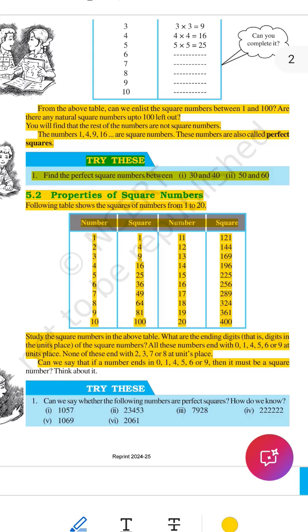8. If a number ends with 0, 1, 4, 5, 6, 9, is it always a square number? No. A number ending in 0, 1, 4, 5, 6 or 9 can be a square number, but not always. Examples: 14 ends with 4, but 14 is not a square. 19 ends with 9, but 19 is not a square. 31 ends with 1, but 31 is not a square. So just ending with those digits doesn't guarantee a number is a square.